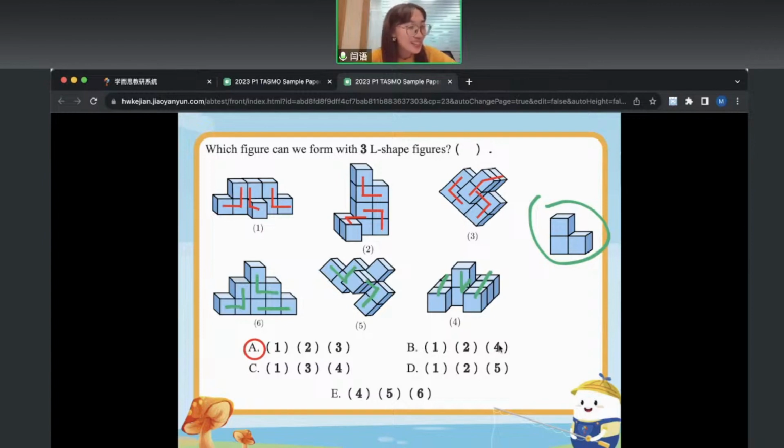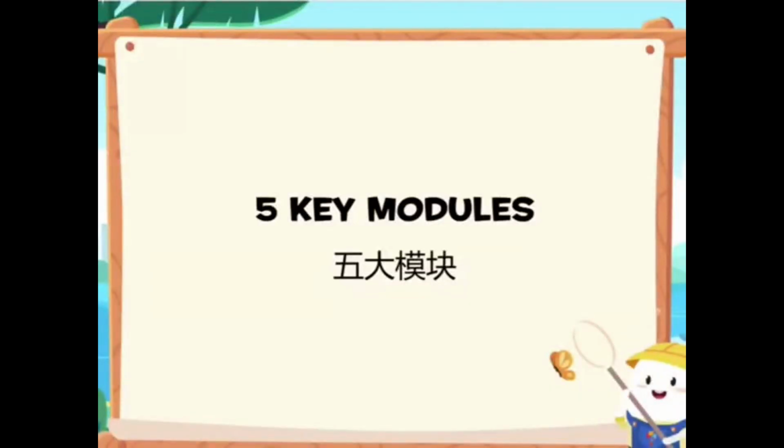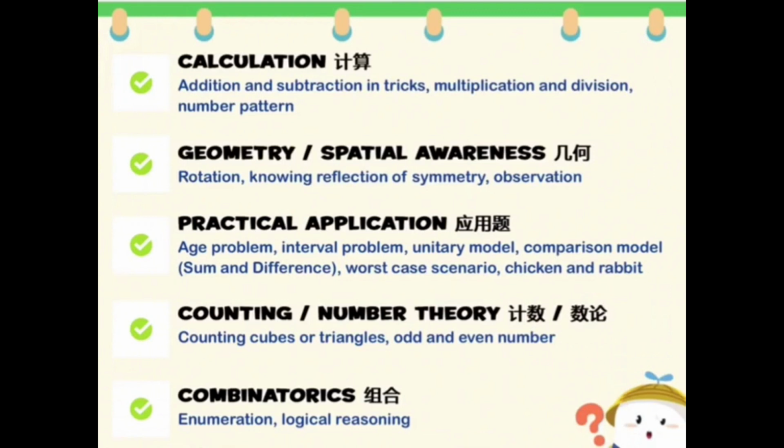有多少小朋友是 section A 所有的题目都完成正确的？好，可以在聊天框里告诉 Apple 老师。When it comes to the math competitions for lower primary school students, usually there are 5 key modules. So first one, it is about the calculation. So here you can see that the paper will test the kids' addition and subtraction in tricks and also multiplication and division and also the number pattern.